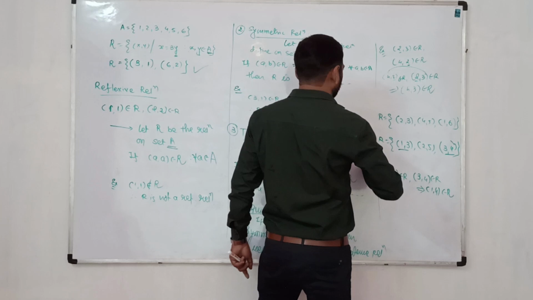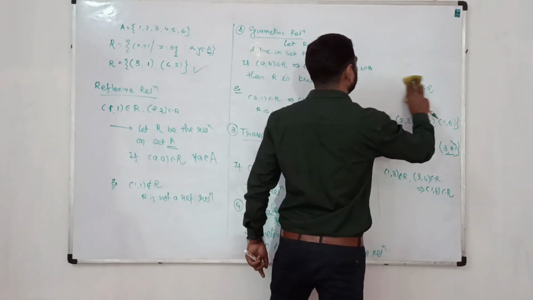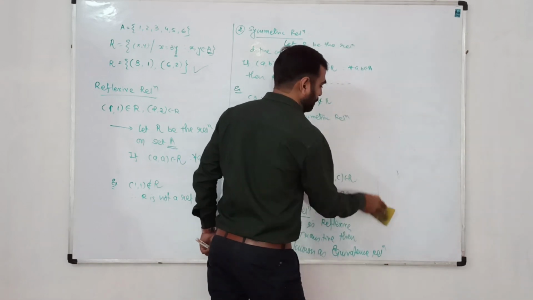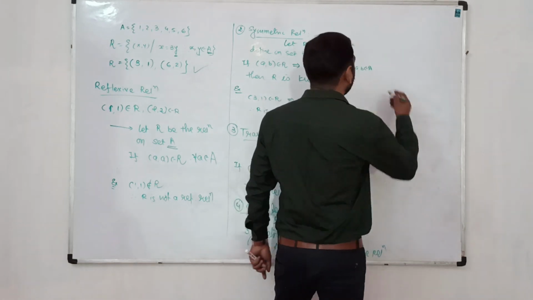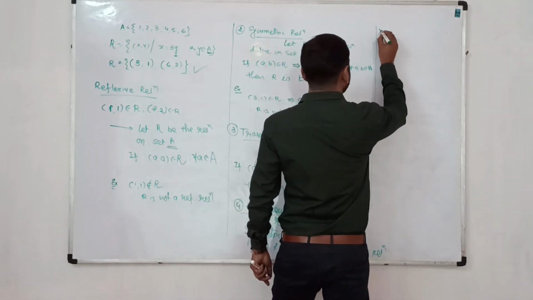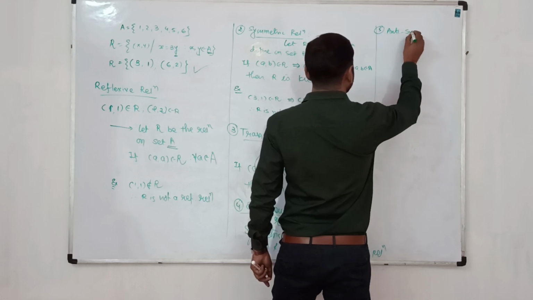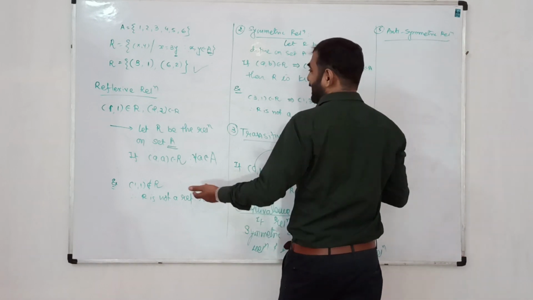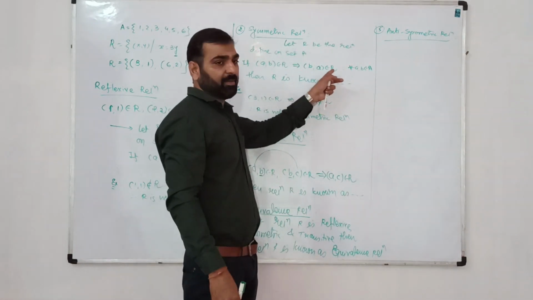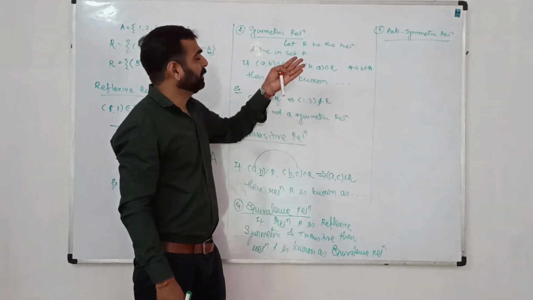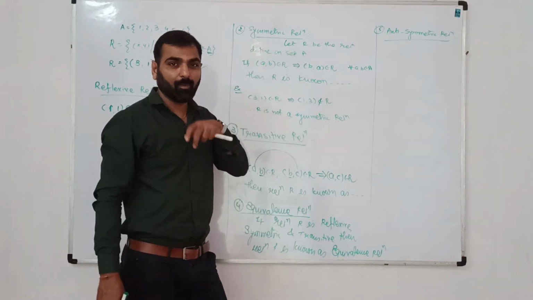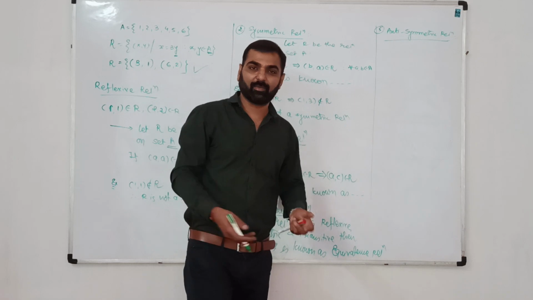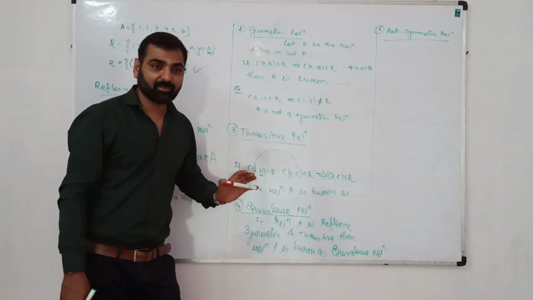anti-symmetric. So what is the anti-symmetric relation? Now we discuss the anti-symmetric relation, the fifth one. In symmetric, what was it? AB belongs to R, BA belongs to R, that is symmetric. As for the name anti-symmetric, you might think maybe if AB belongs to R, then BA does not belong to R, then it is anti-symmetric. No. That concept is not applicable here.